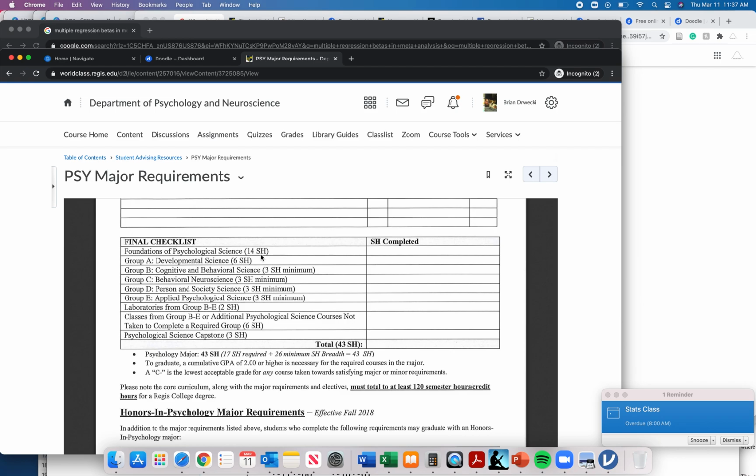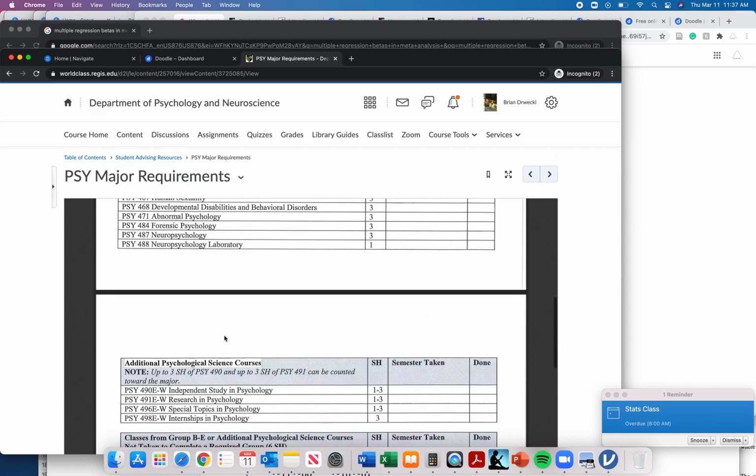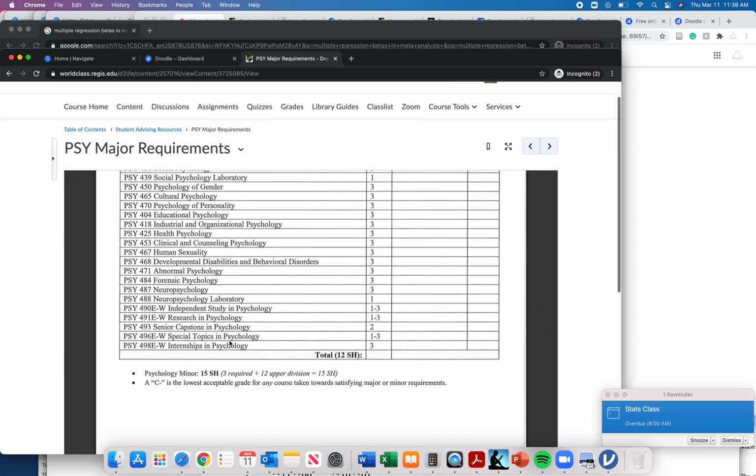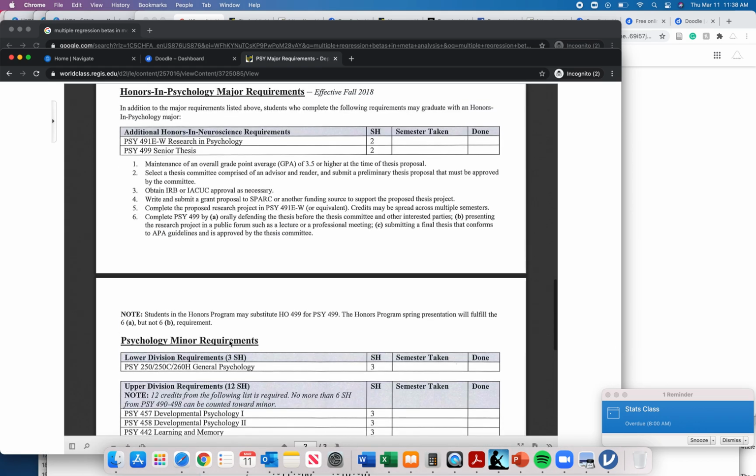So we'll go through the checklist. Foundations A, B, C, D, and E. Laboratory courses. Do you have 2 semester hours of lab? Outside of that, do you have classes from groups B through E that just count towards your other 2 courses? Senior capstone, which I think they counted in the 14, didn't they? Oh, they just put it on its own. Okay, that's fine. So now that's our checklist.